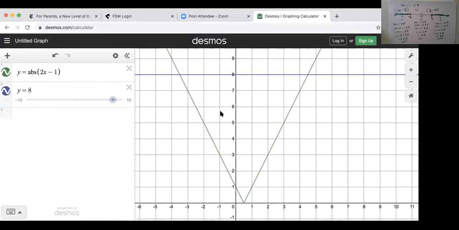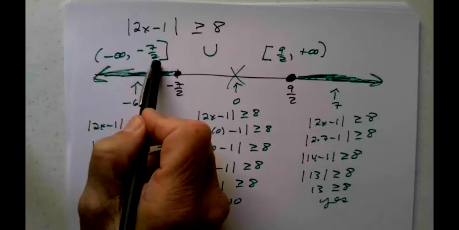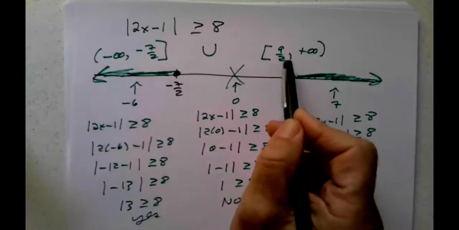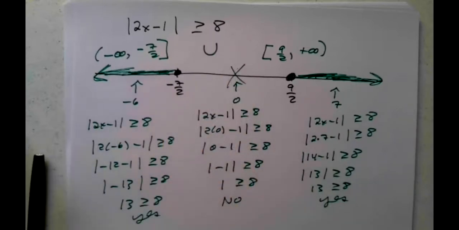When is the green function more than 8? Well, starting here at negative 3.5 and everything to the left of negative 3.5, the green function is bigger than 8. Starting here at 4.5 and everything beyond, the green function is bigger than 8. So you can see to the left of negative 3.5, to the right of positive 4.5, the green function is bigger than 8. What did I say the interval notation thing was? Negative infinity to negative 3.5, to the left of negative 3.5, and 9/2 to infinity to the right of 9/2, including the endpoints because it is greater than or equal.